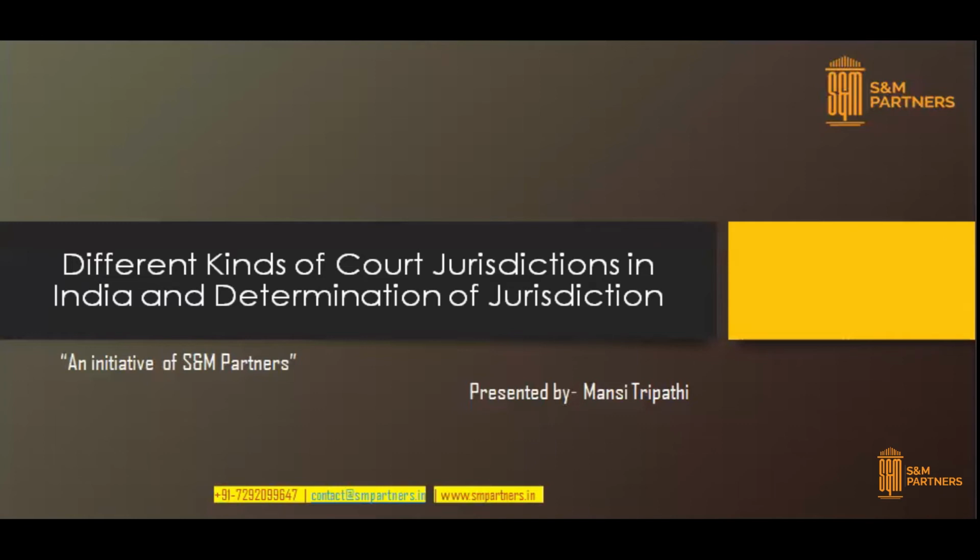Fourth is original jurisdiction. It is the authority of a court to try and hear the cases which can be tried and adjudicated upon in that court in the first place itself. For example, the Bombay High Court has jurisdiction over revenue, matrimonial, probate, and election matters.